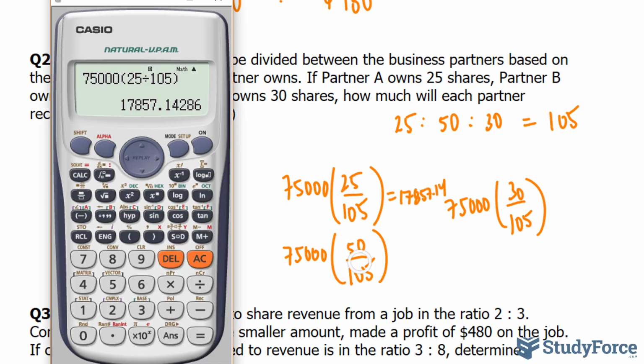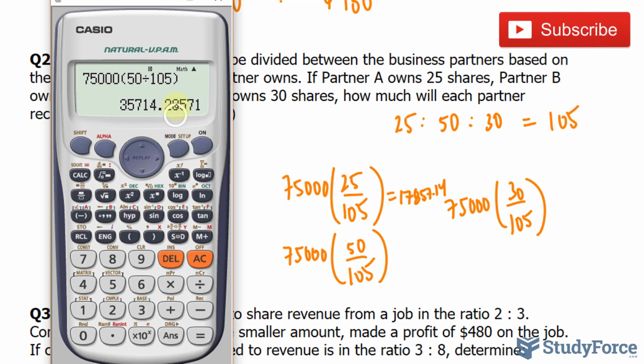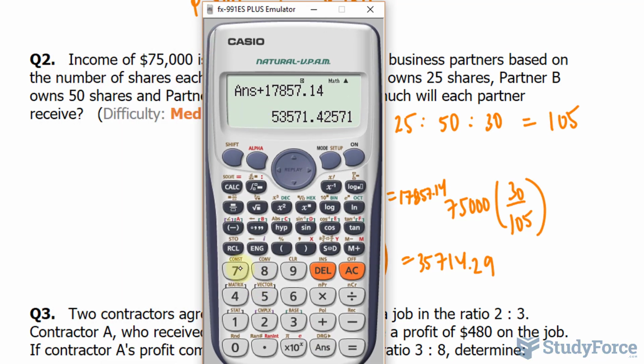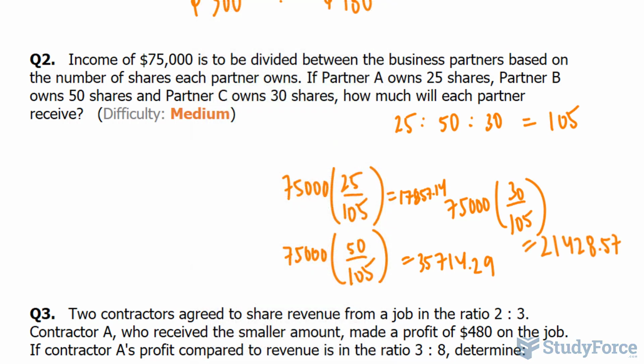Let's do the same thing for this one. 75,000 bracket 50 divided by 105. That gives us 35,714 decimal 28, and you can round that up to 29. Finally, rather than multiplying this out, what we can do is add the number that's on your screen plus 17,857 decimal 14, and we'll subtract the total 75,000 from this number, which gives us 21,428 decimal 57. Each of these numbers represents a dollar amount for partners A, B, and C.